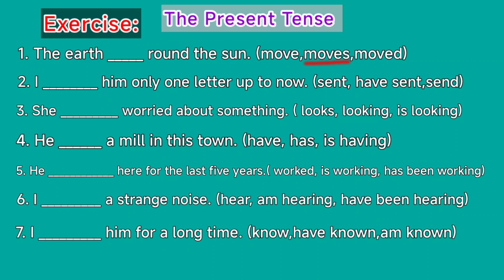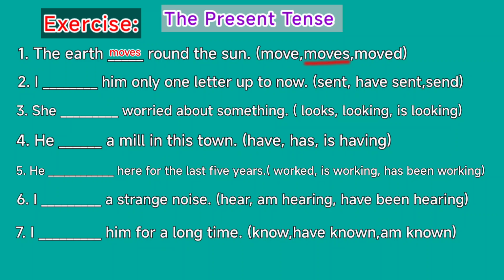So moves, yes is required after that because the earth is a third person singular. So moves must be the answer. I dash him only one letter up to now. Up to now. So there is a clue to indicate the tense here. Up to now means till this moment.